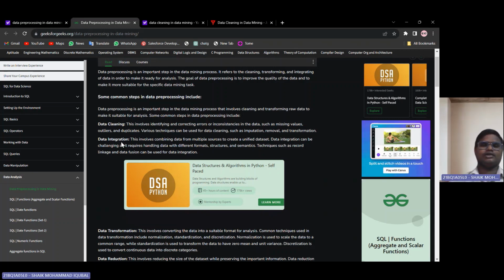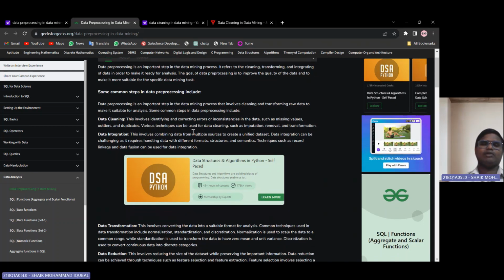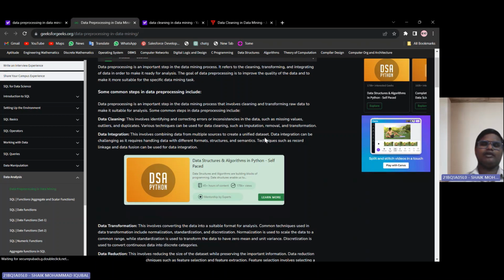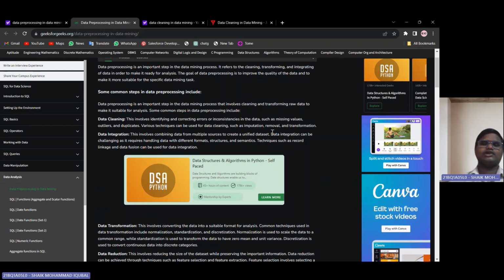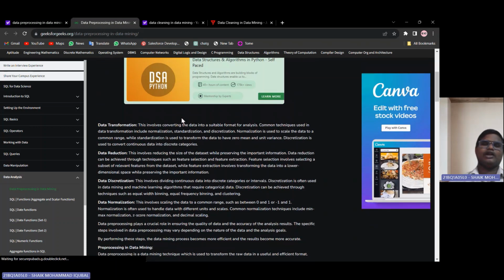Data integration. This involves combining data from multiple sources to create a unified data set. Data integration can be challenging as it requires handling data with different formats, structures and semantics. With different formats and semantics, techniques such as record linkage and data fusion can be used for data integration. Data transformation. This involves converting the data into a suitable format for analysis.